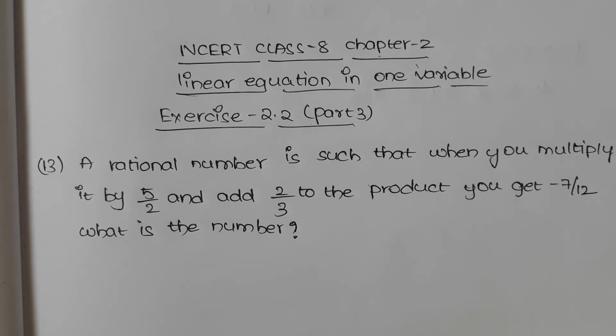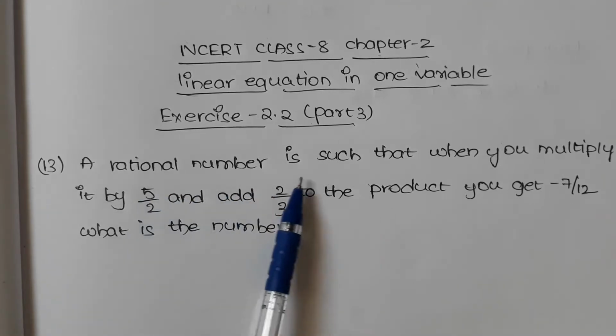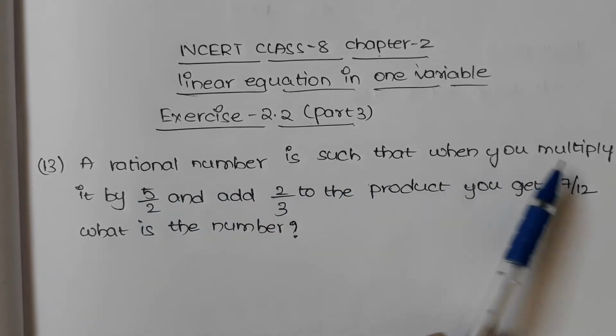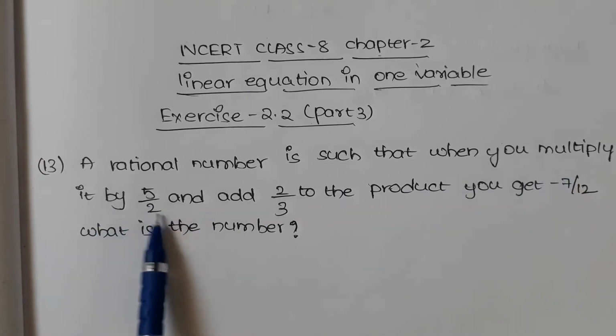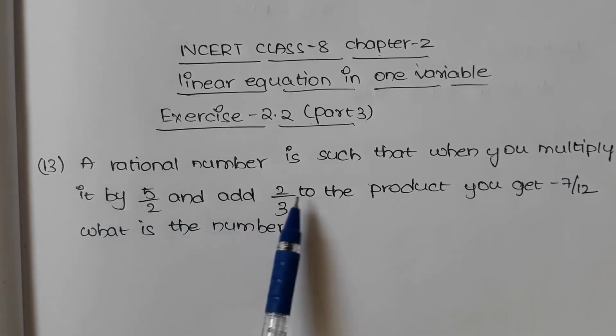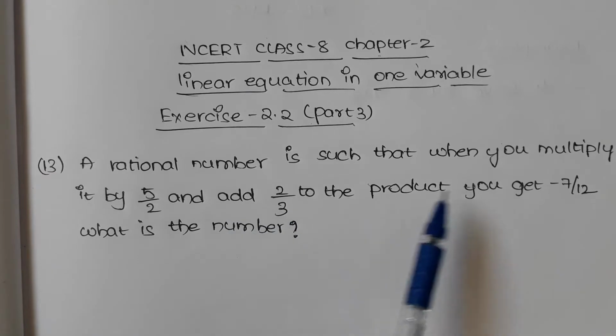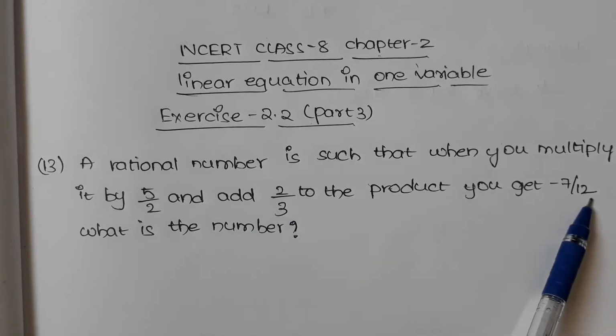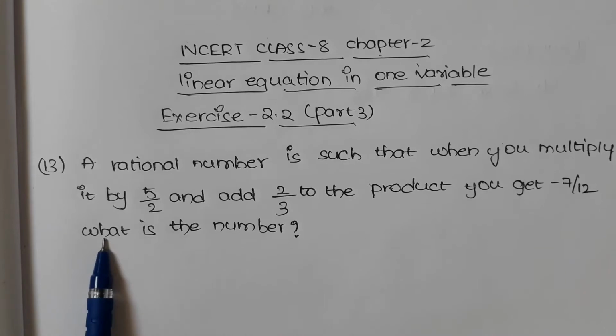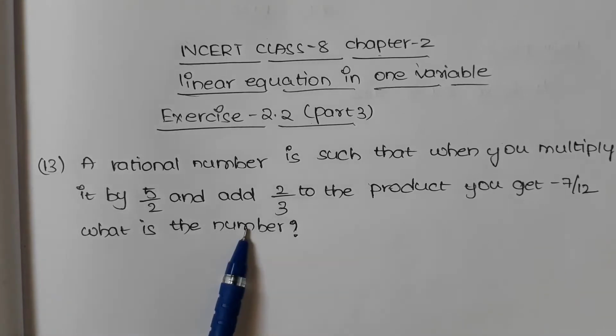In this video we are going to discuss NCERT Class 8 Chapter 2 Linear Equation in One Variable Exercise 2.2 Part 3. And now let us discuss the 13th problem, that is, a rational number is such that when you multiply it by 5 by 2 and add 2 by 3 to the product, you will get minus 7 by 12, and asked to find the number.